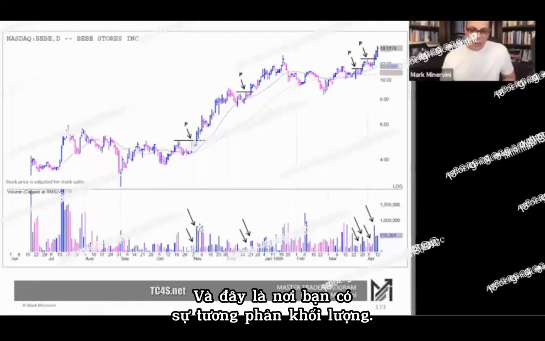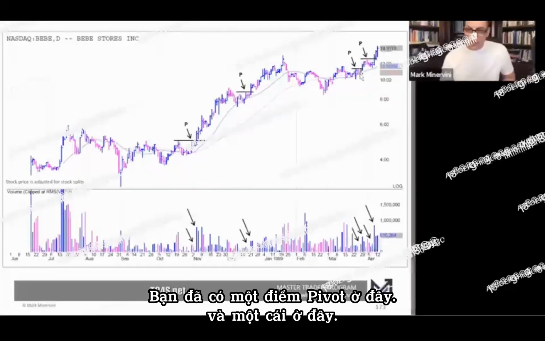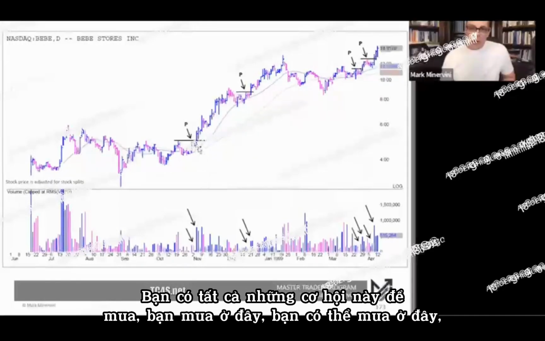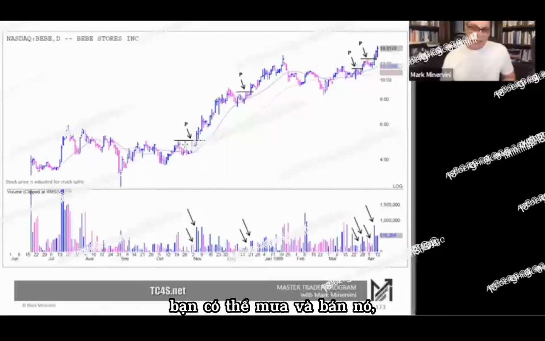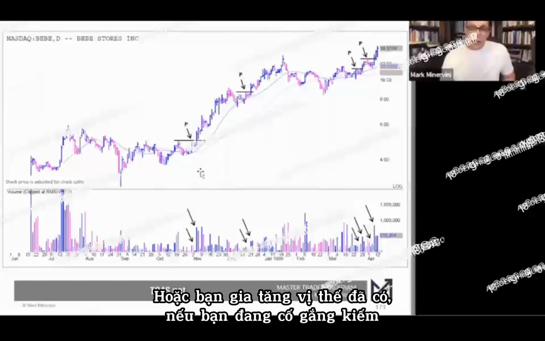And here's where you got the volume contrast. You got another little one right here. There's your pivot point. You got a pivot point here, and you got one here. So you got all these opportunities to buy. You buy here, you can buy here. Maybe you bought it and sold it, and then you bought it again and sold it, bought it again, or you add to your position.